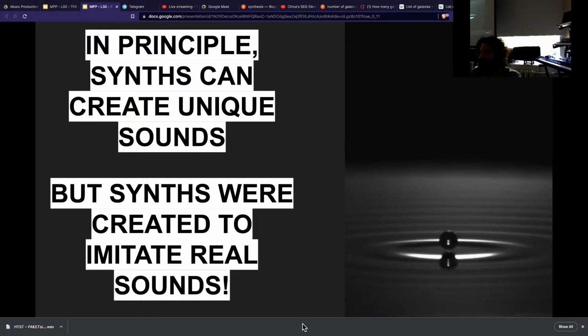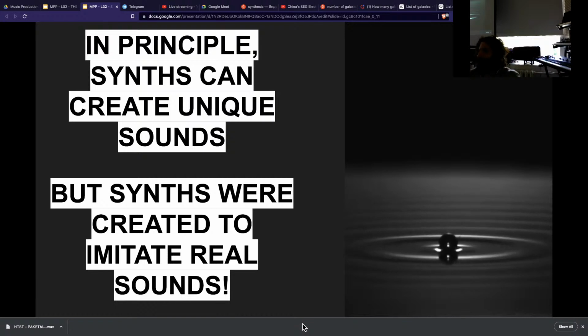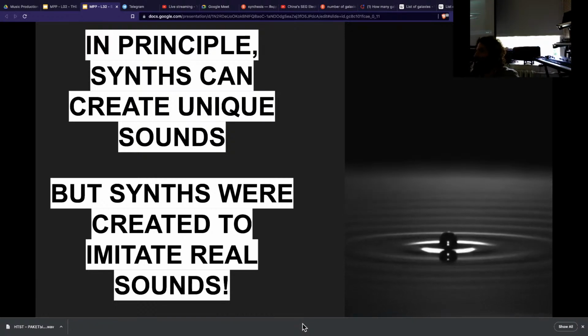So one of the reasons why people started thinking about synths was: how can I get a music apparatus that people can hear without having to put a full orchestra there? Kind of like the proto Spotify or something.